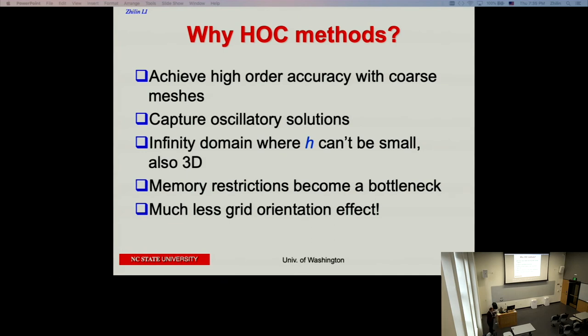High order compact schemes are very important, because if we do three dimensions, you cannot get h to be very small. So you need, on a coarse mesh with large h, to get an accurate result. And for the Helmholtz equation, if the wave number is large, you will get oscillations, and how do you capture those oscillations? That's another purpose. And for high dimensions, you have memory restrictions, because in three dimensions you have many, many variables. If you use second order, h has to be small enough. And the other things are all very important for physics.